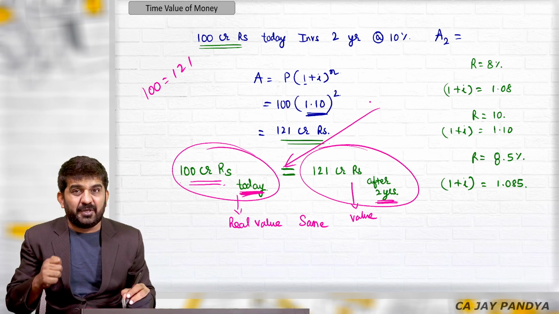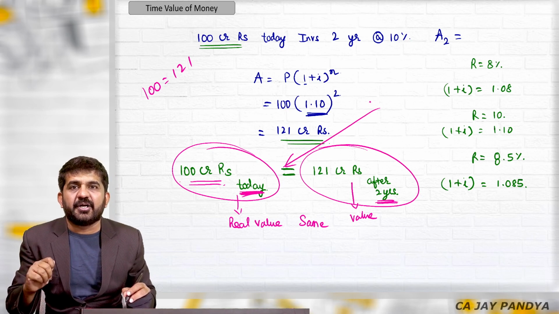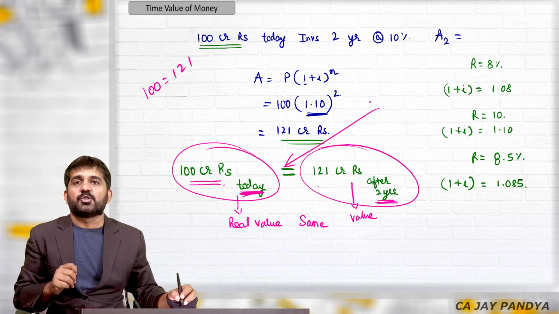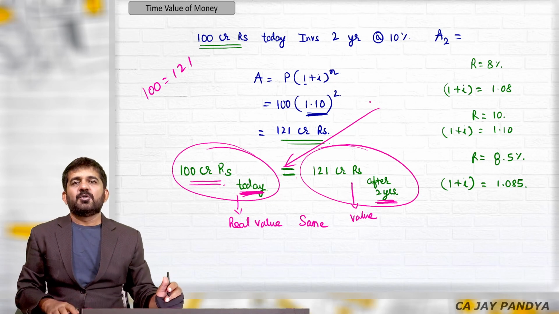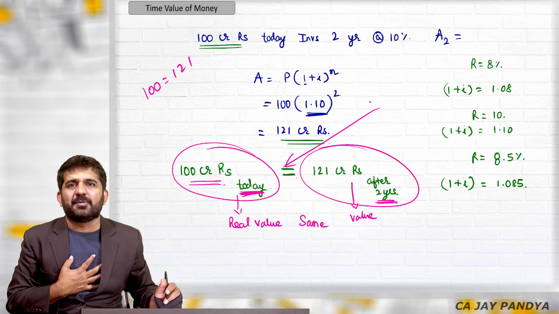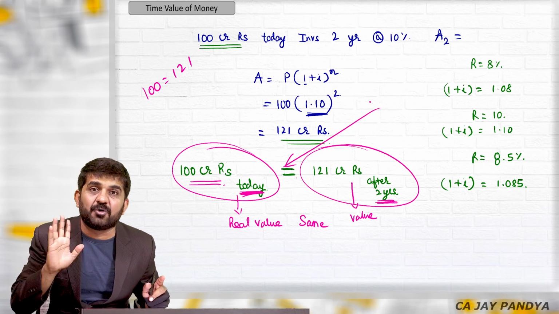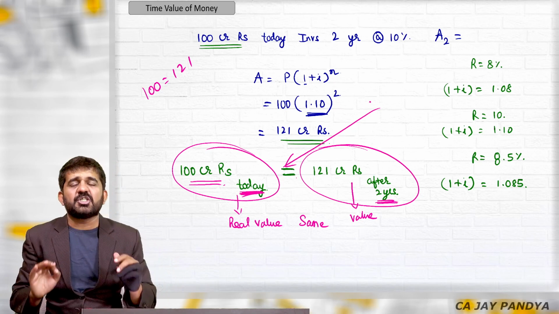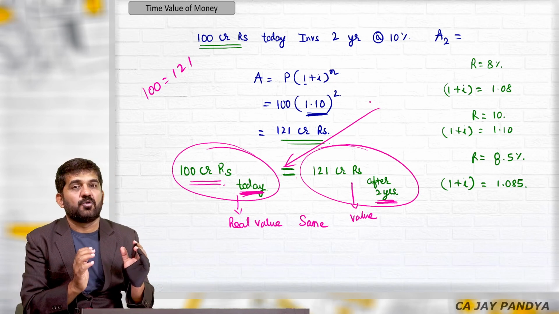100 crore rupees today, once again, the real value of this 100 crore rupees is the same as 121 crore rupees after 2 years. If you are taking a loan of 100 rupees today, after 2 years you will have to repay 121 rupees and not 100 rupees. Just because of time value of money. Value of money today is more than value of money tomorrow.